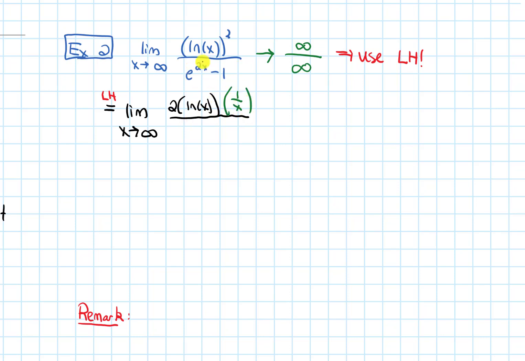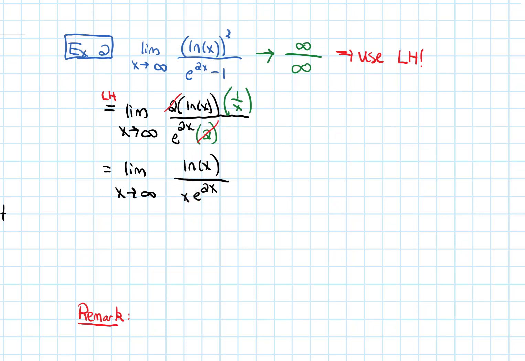That whole thing is over the derivative of the bottom, and the derivative of e to this stuff is e to that stuff. But then I need chain rule and multiply by the derivative of that stuff, the 2x, which is 2. And the derivative of minus 1 is 0, because that's a constant. Alrighty, so we have this. Let's simplify it a little bit. We get the limit as x goes to infinity. I can cancel the 2's, and then this will become ln of x over, I can bring the 1 over x to the denominator, and it becomes x e to the 2x. But make sure you see how I did that, how I got to this step.